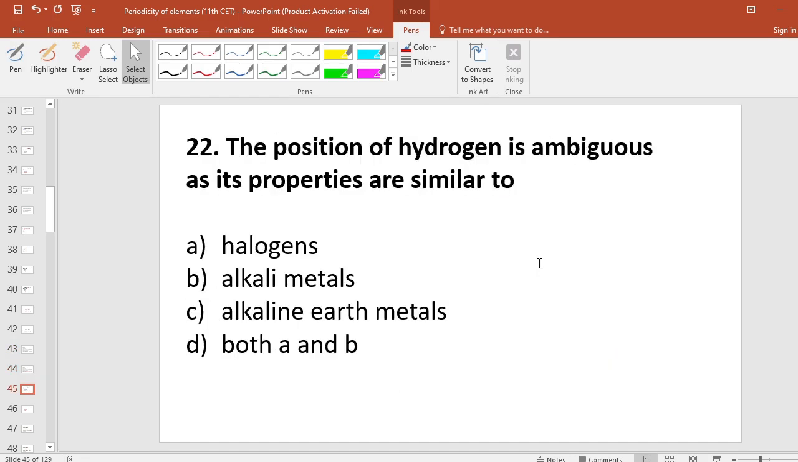The position of hydrogen is ambiguous as its properties are similar to halogens. That's correct, because hydrogen's properties match with halogens' properties. Also alkali metals, because properties of alkali metals are similar to that of hydrogen. So the option is both A and B.